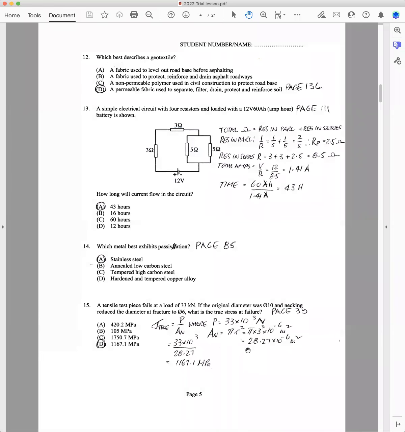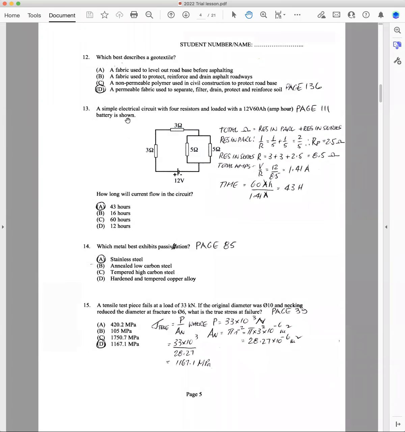Question 12, which best describes a geotextile? A geotextile is a polymer that's used to separate, filter, drain, protect, and reinforce soil. So D is correct here, and that's on page 136.